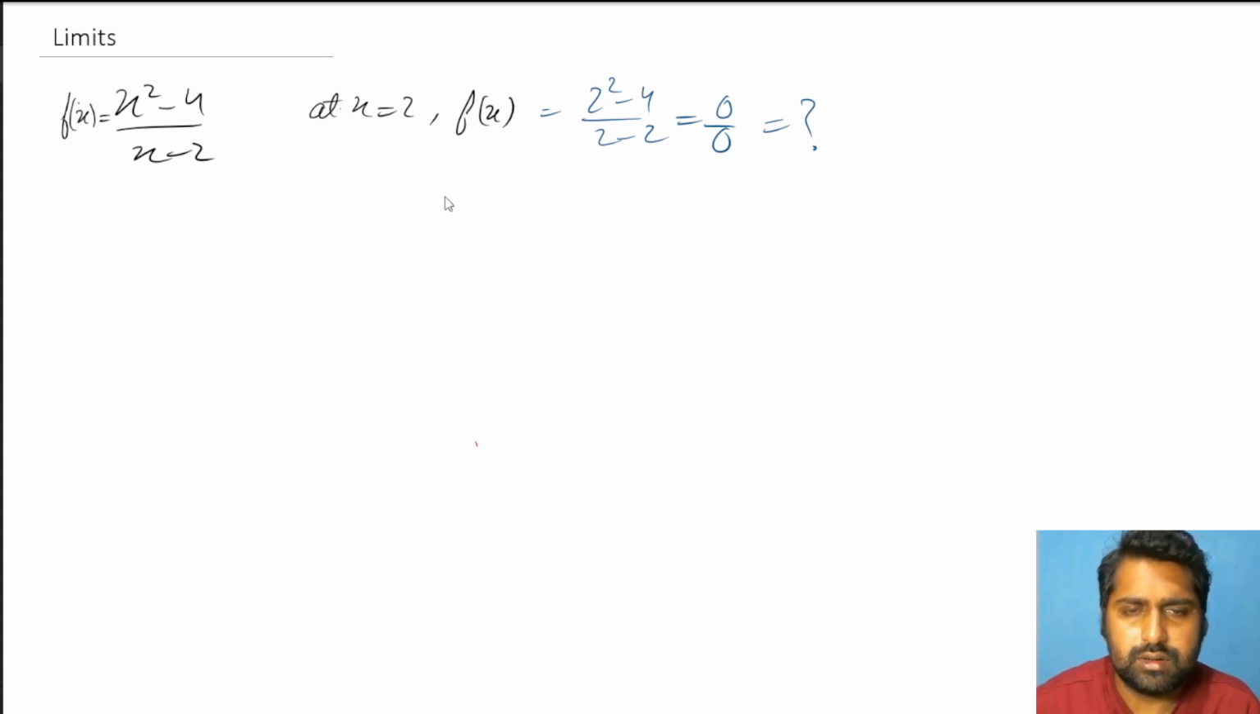Okay, so we cannot calculate what the value will be if x is approaching 2 directly using this algebraic method. We need a new concept known as limits. Okay, that was the requirement part. Now let's understand from graphical point of view.